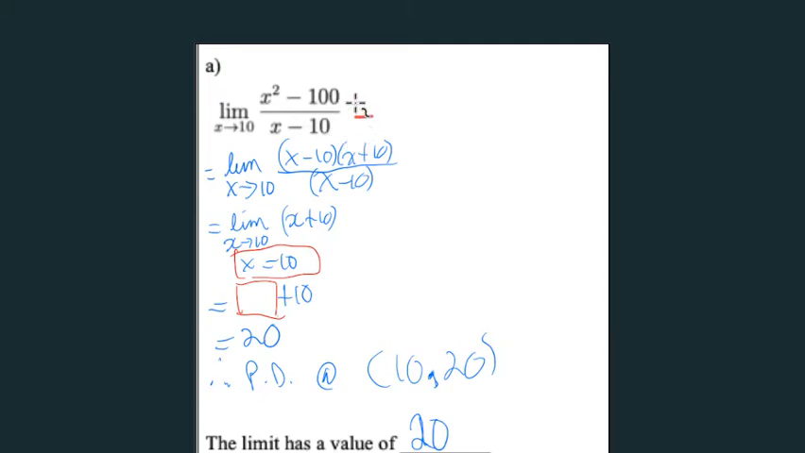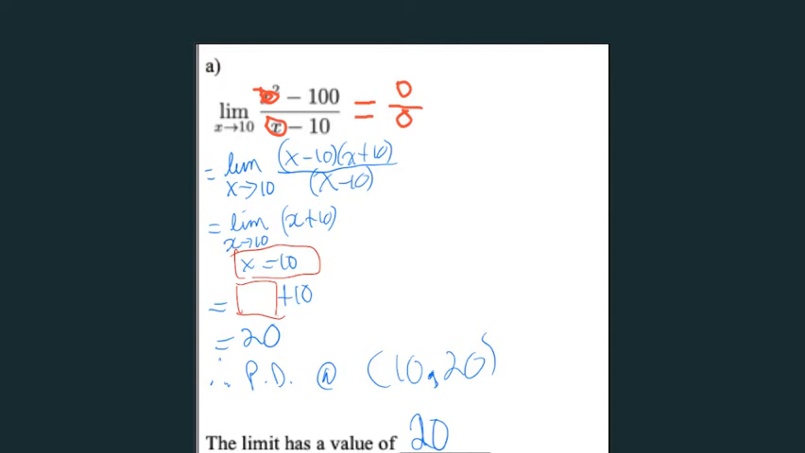So let's see here. I've got to replace that x right there with 10. So 10 squared is 100 minus 100 is 0. And then I've got this x, I've got to subtract 10 from it, and I also get 0. So yes, that's an indeterminate limit, 0 over 0. That means there's probably some sort of factoring that I can do in that question.